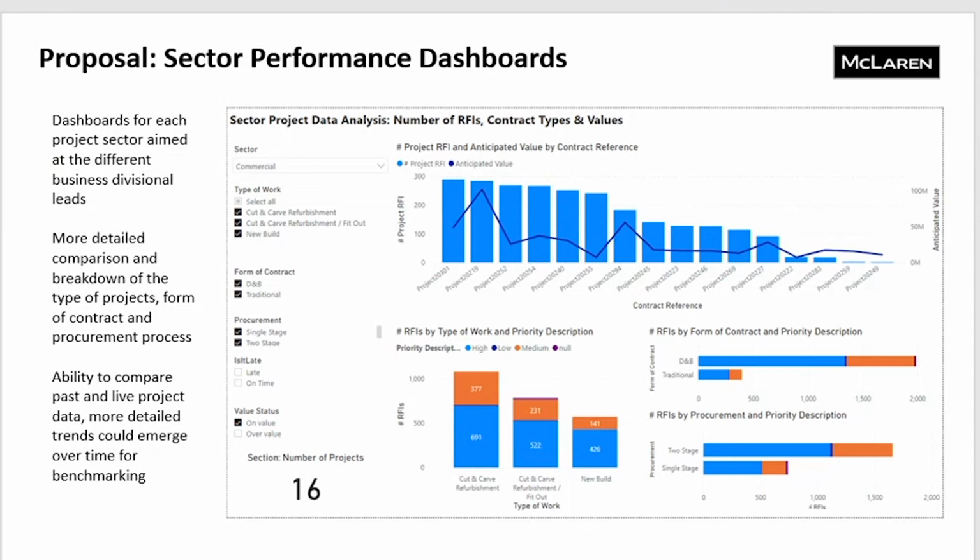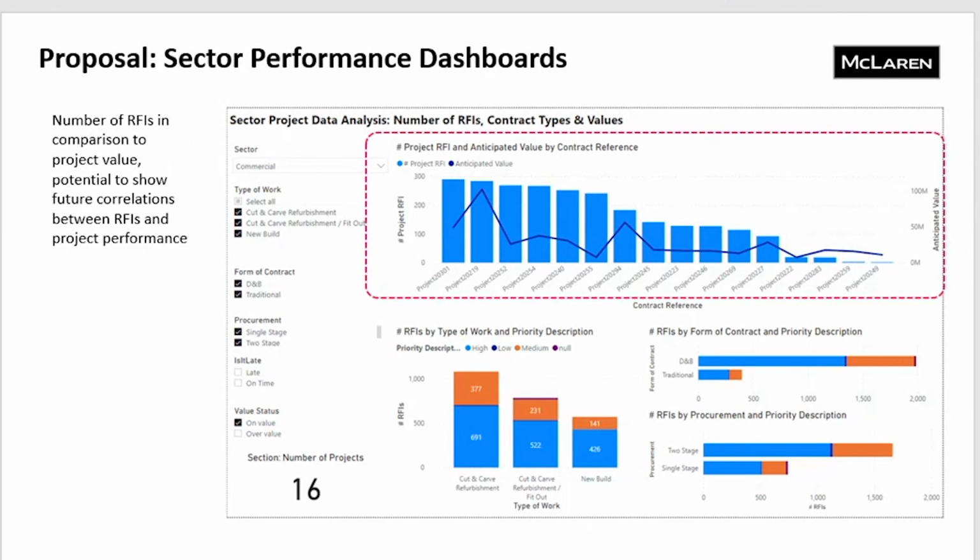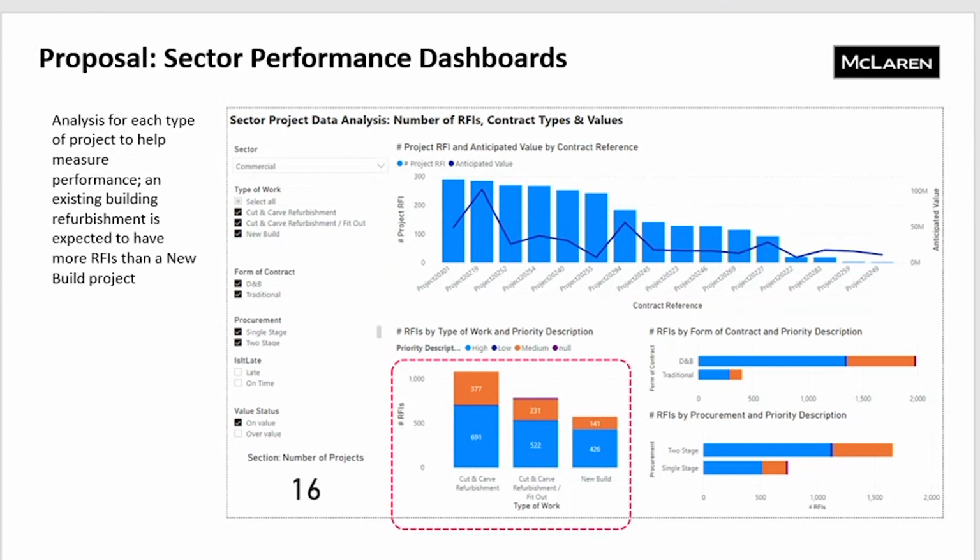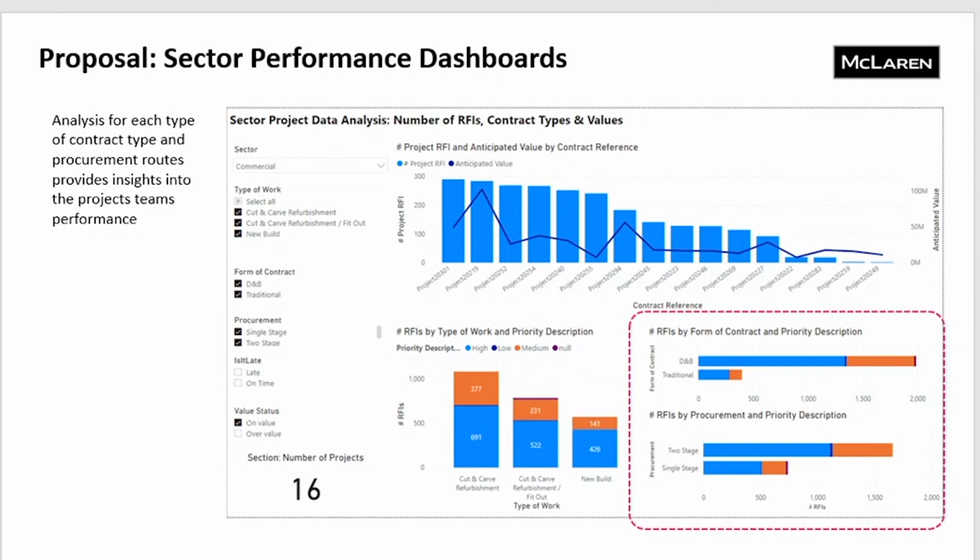So we looked at it at sector level, providing information on the individual projects against their value, breaking it down to show the different type of work which would have an impact on RFIs, as well as providing information on the contract and procurement route, which gives an insight into the team's performance at how well they're handling these issues.